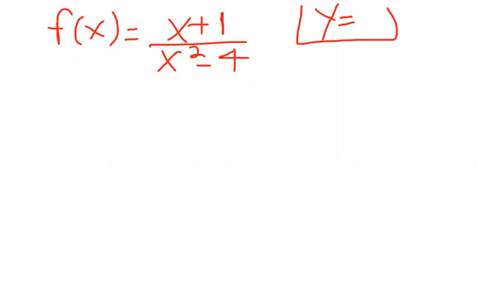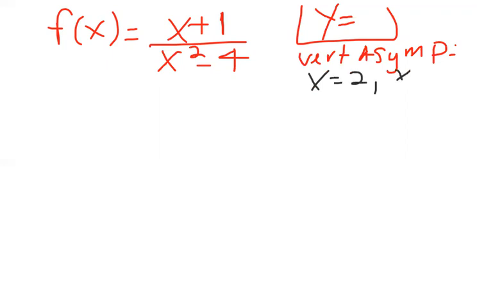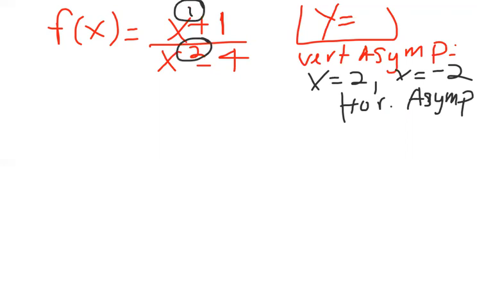First and foremost, this one does have vertical asymptotes. The vertical asymptotes are those values that make the denominator equal to 0. There are 2 of them, x equals 2, x equals -2. Next, horizontal asymptote. Remember, the horizontal asymptote has to do with the degree in the numerator over the degree in the denominator. On this one, the degree in the numerator is 1, the degree in the denominator is 2. Since the numerator degree is less than the denominator degree, the horizontal asymptote is y equals 0.